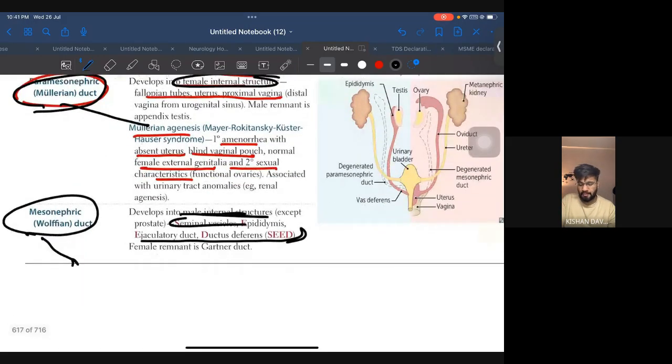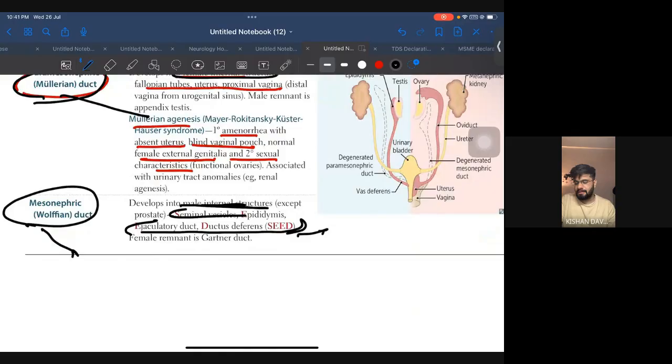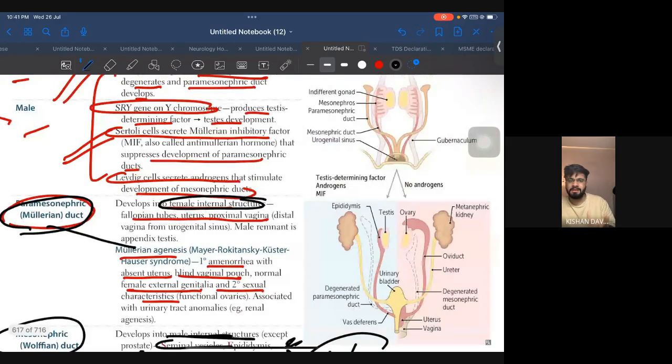So you have to remember the names of structures, especially in the male. They are most commonly asked because these four structures of the male are very difficult to remember. Okay, so basic information: how it is separated into male and female.